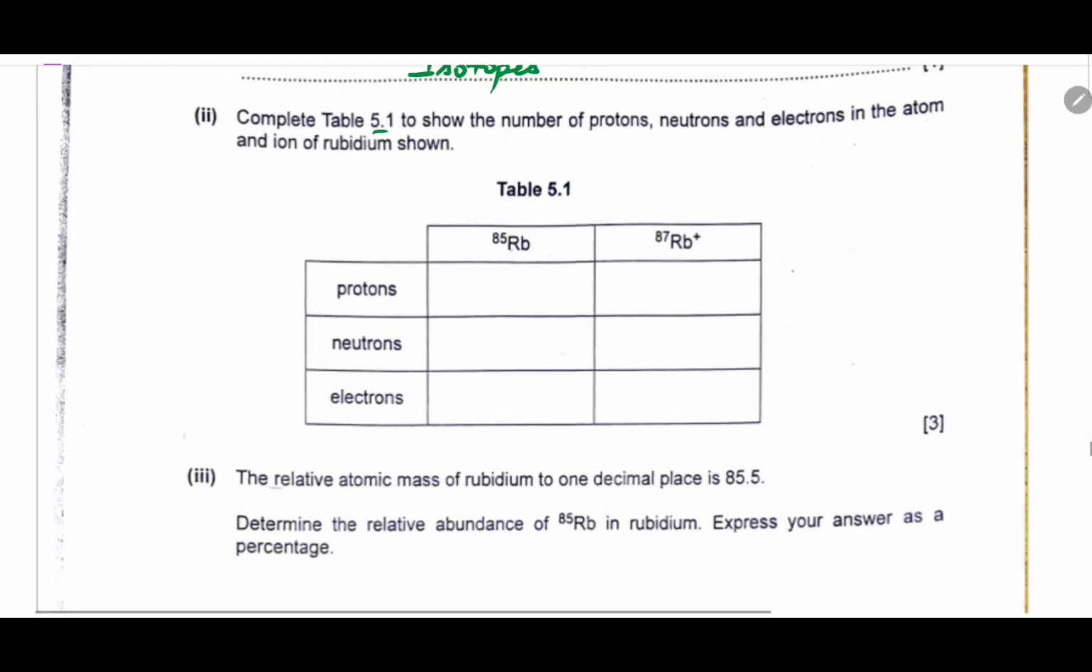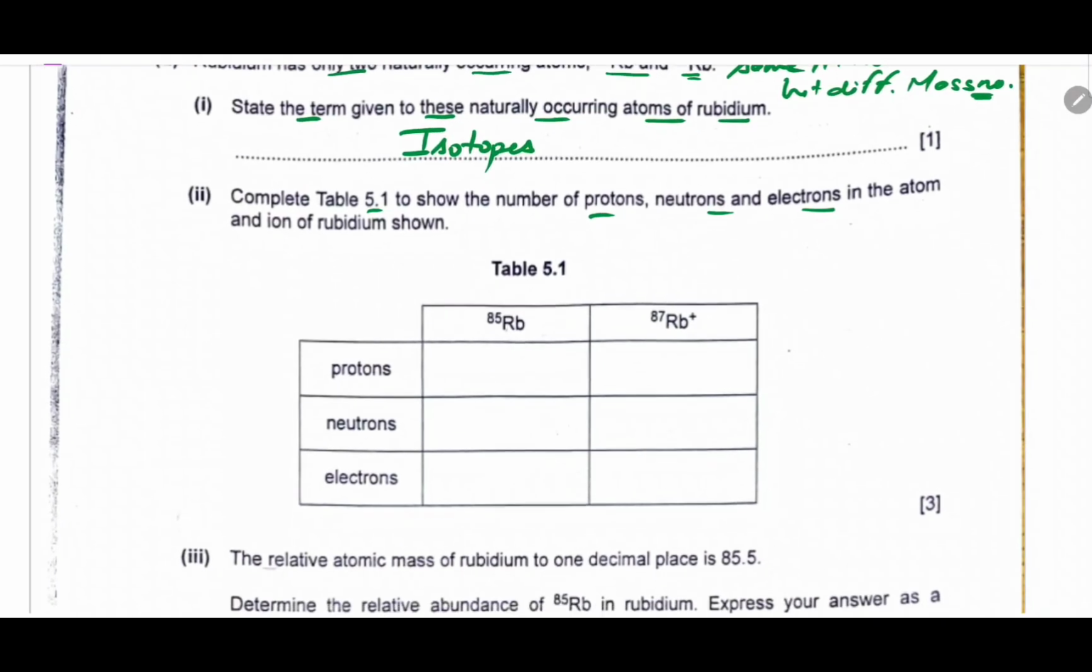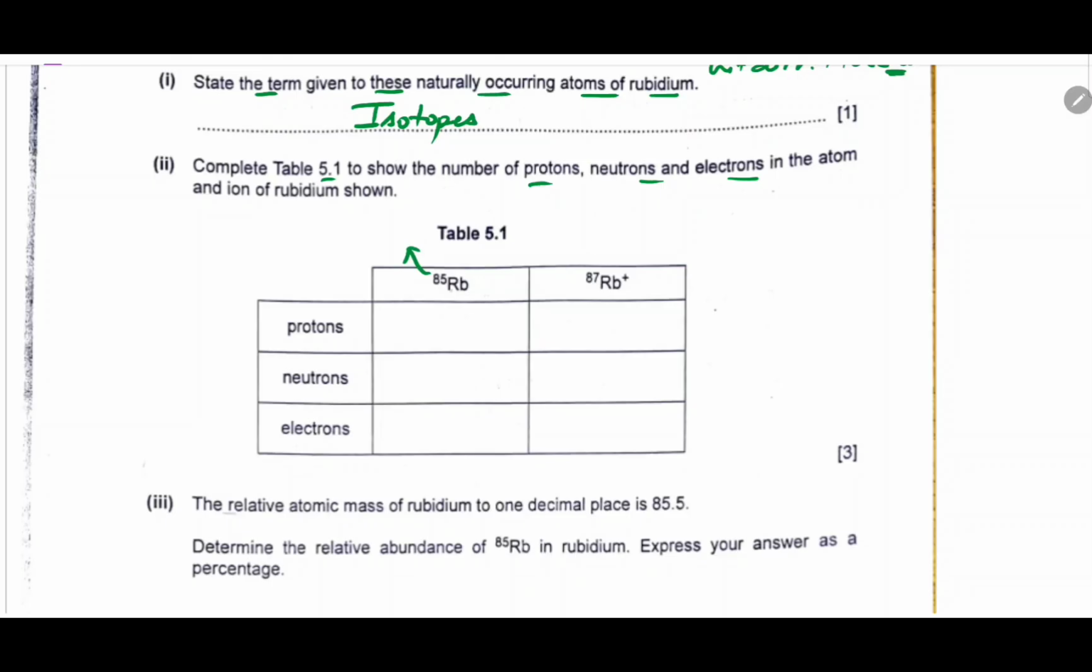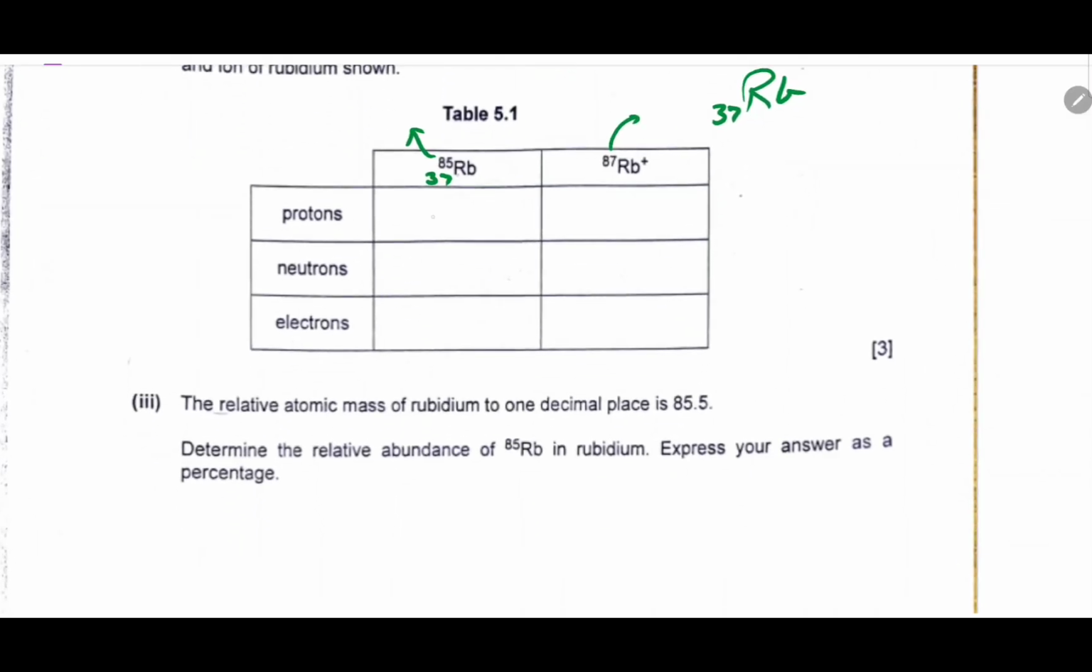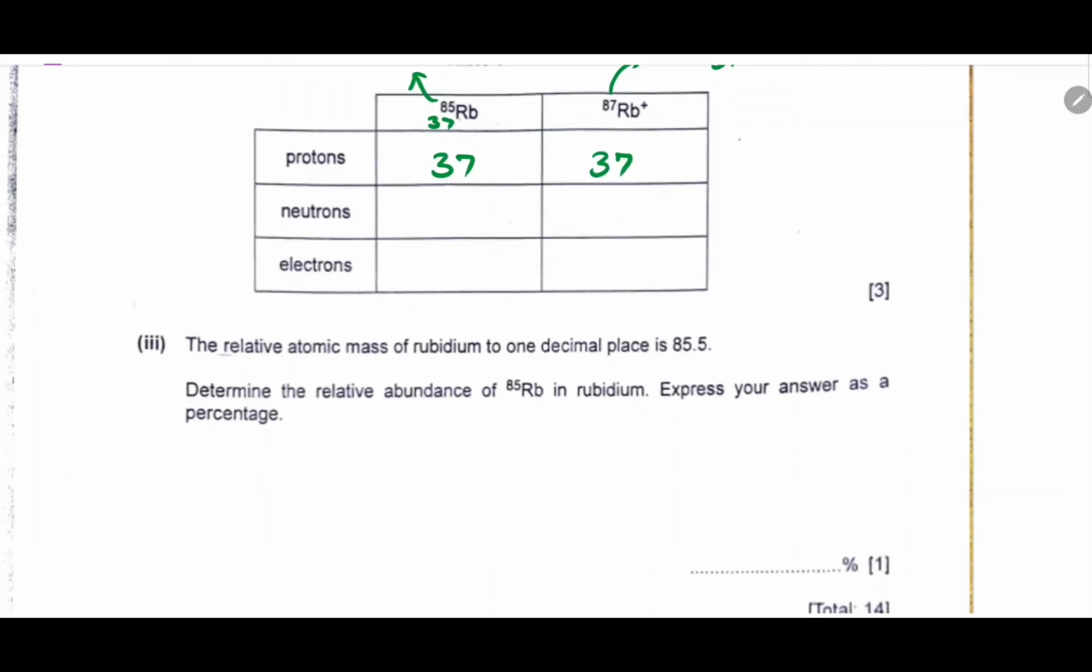Complete table 5.1 to show the number of protons, neutrons and electrons in the atom. Now this represents the number of neutrons plus protons: in rubidium 85 it is 85, and here it is 87. The atomic number of rubidium is 37, Rb 37. Therefore, the number of protons will be 37 in both because they have the same number of protons. Number of neutrons in Rb85 is 85 minus 37, that is equal to 48. And here it will be 87 minus 37, that is equal to 50.